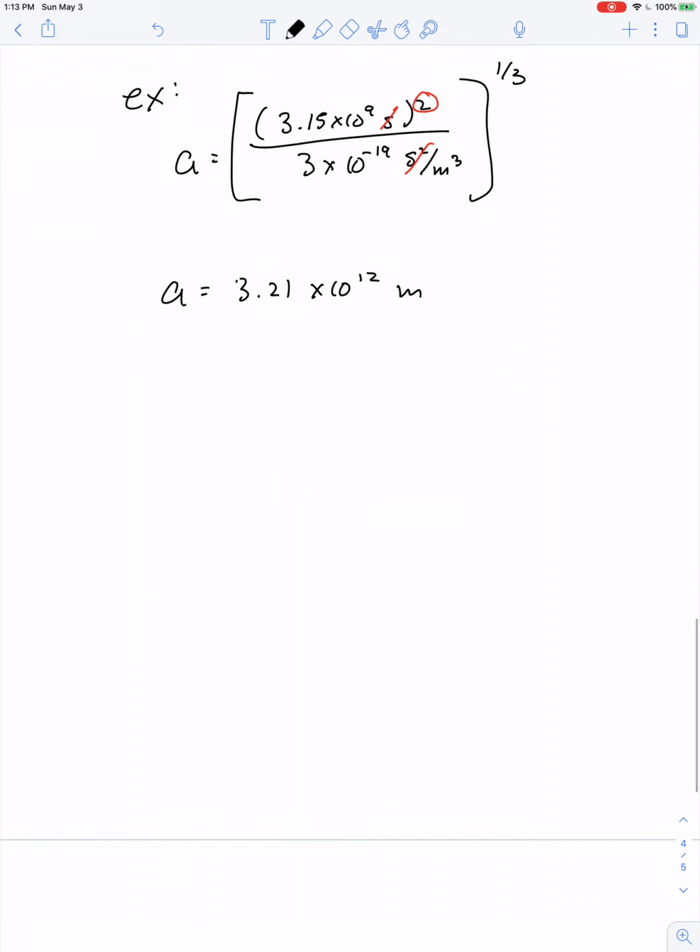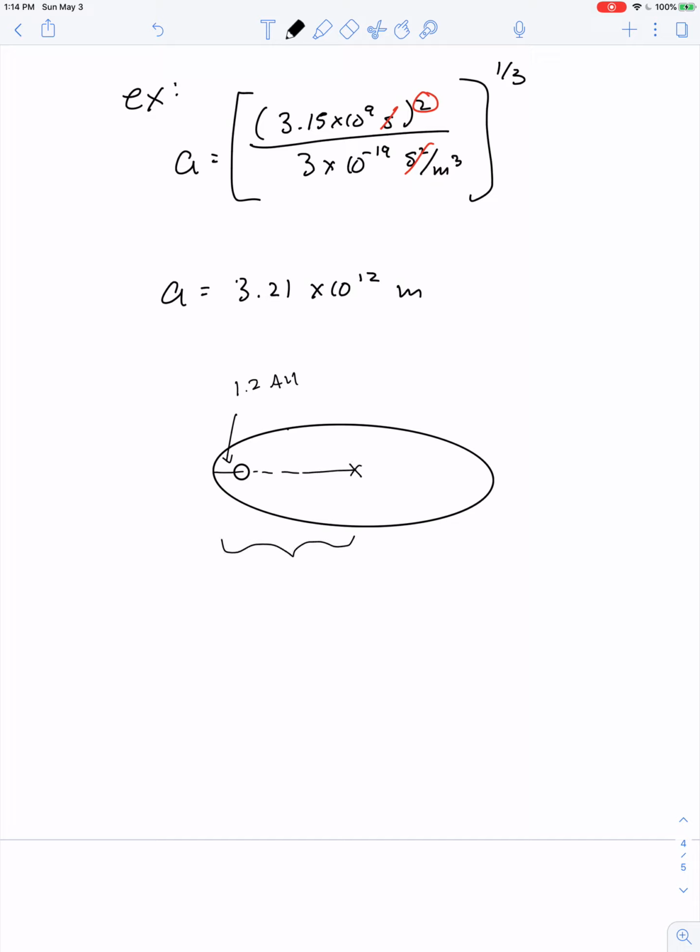Let's draw a picture of this. There's the Sun. And in this case, it's not much of an exaggeration to draw the orbit of the comet as being highly elliptical. And so we are told that this distance is 1.2 AU, and then we just found that this distance is 3.21 times 10 to the 12th meters. So the length of the whole major axis is double that, so 6.42 times 10 to the 12th meters.